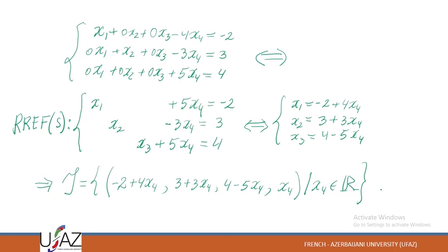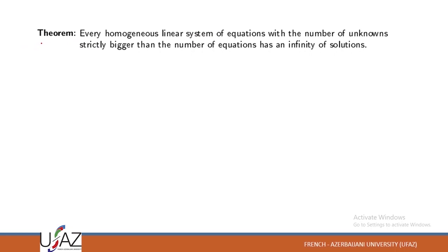That's all. As you see here, we applied the Gauss method to find the reduced row echelon form of the system S. Then using its reduced row echelon form, we found its solutions. That's all. Let's look at this theorem. This theorem says that every homogeneous linear system of equations with the number of unknowns strictly bigger than the number of equations has an infinite number of solutions. That's it.